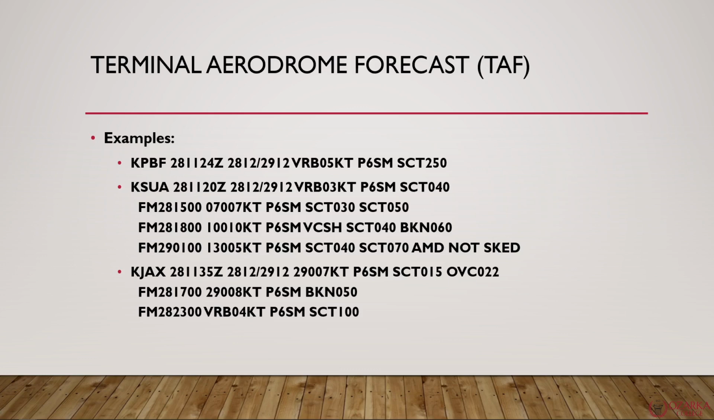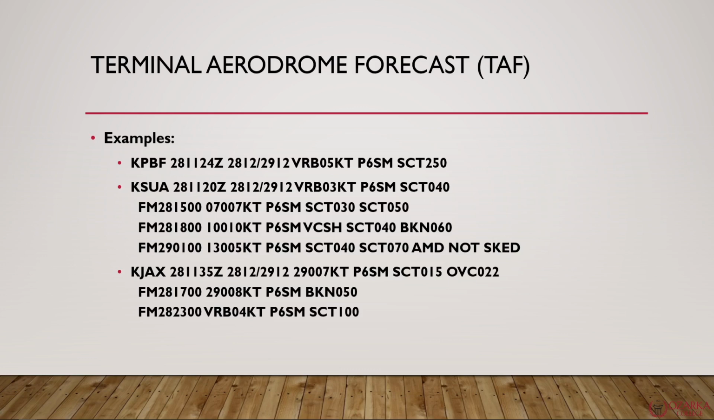Okay, now let's look at KJAX. So KJAX, JAX, on the 28th at 1135 Zulu. This TAF is valid from the 28th at 1200 Zulu to the 29th at 1200 Zulu. That is a 24-hour TAF. If you look up at the first one, it's 24 hours. The second one's 24 hours. This third one is 24 hours.